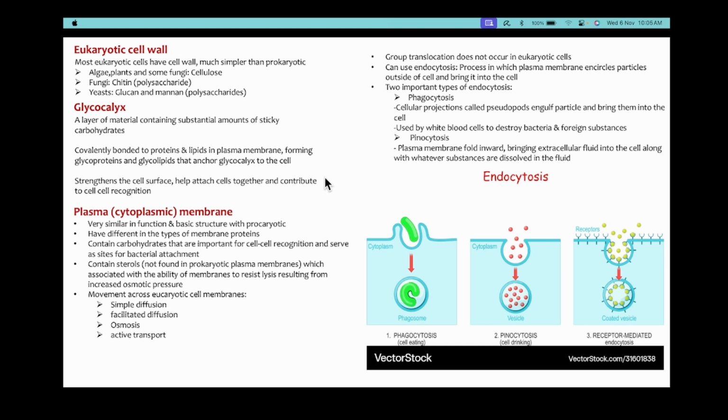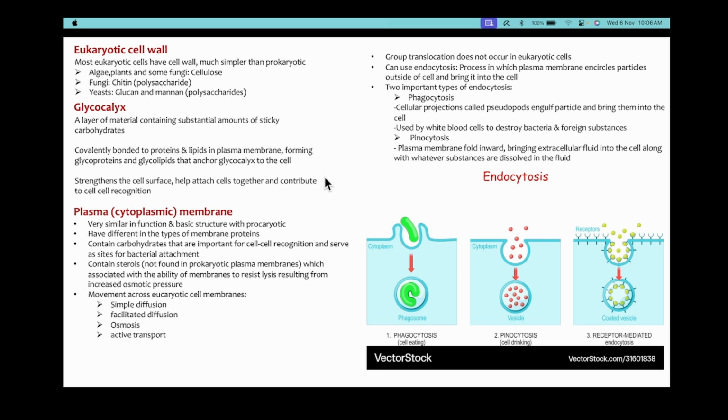For the cytoplasmic membrane, this is to carry out movements across eukaryotic cell membranes. For example, you've already learned simple diffusion, facilitated diffusion, osmosis, and active transport. So these are the methods that the eukaryotic cell uses to transfer components from outside into the cell. Group translocation does not occur in eukaryotic cells but occurs in prokaryotic cells.